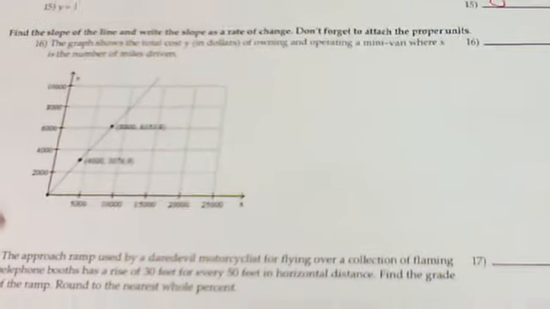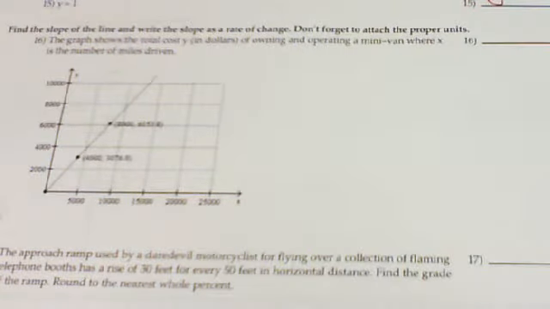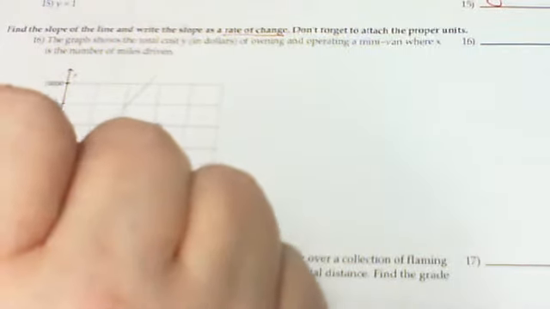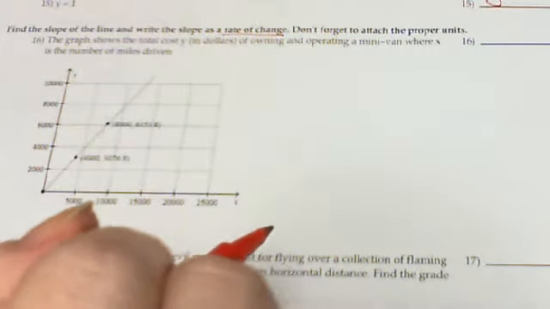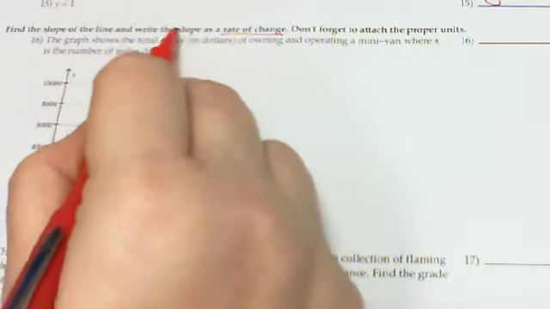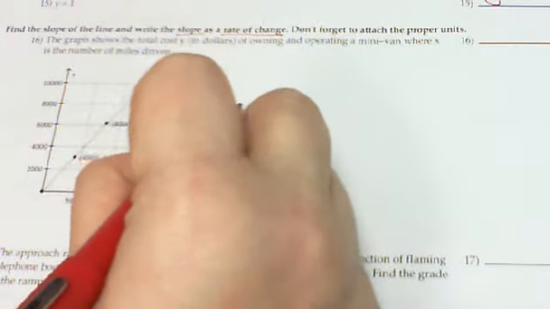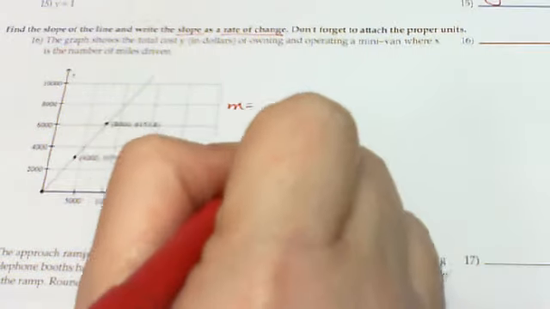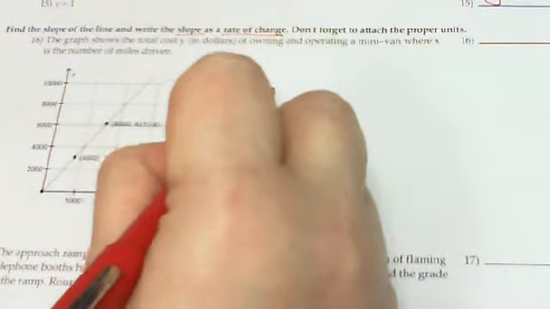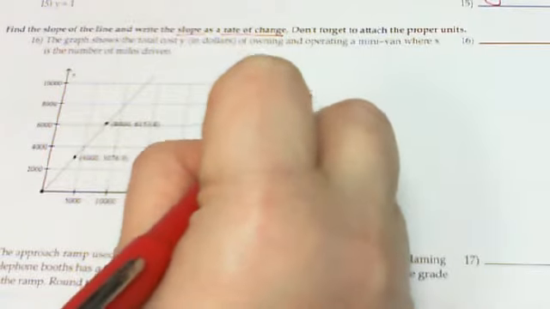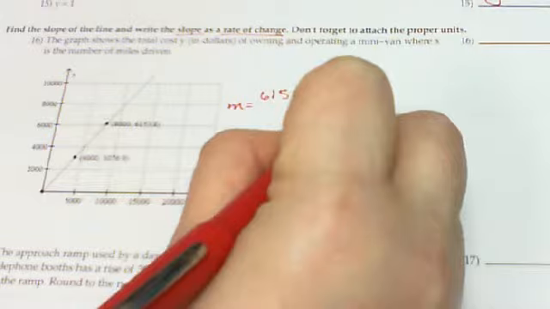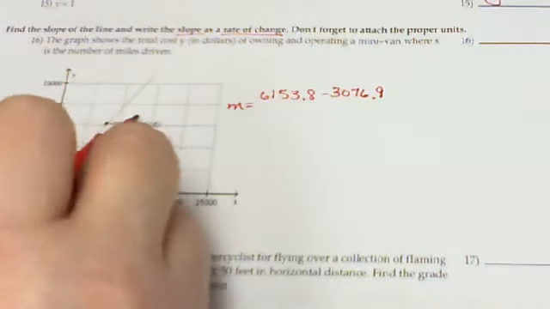Problem number 16 is actually a little tricky. They specifically ask for the rate of change, which means you have to do something very specific for it. So finding a rate of change is just like the slope. So you start with your m equals y2 minus y1 over x2 minus x1. So I really do put the 6153.8 minus the 3076.9. Be really careful when you're writing these numbers.